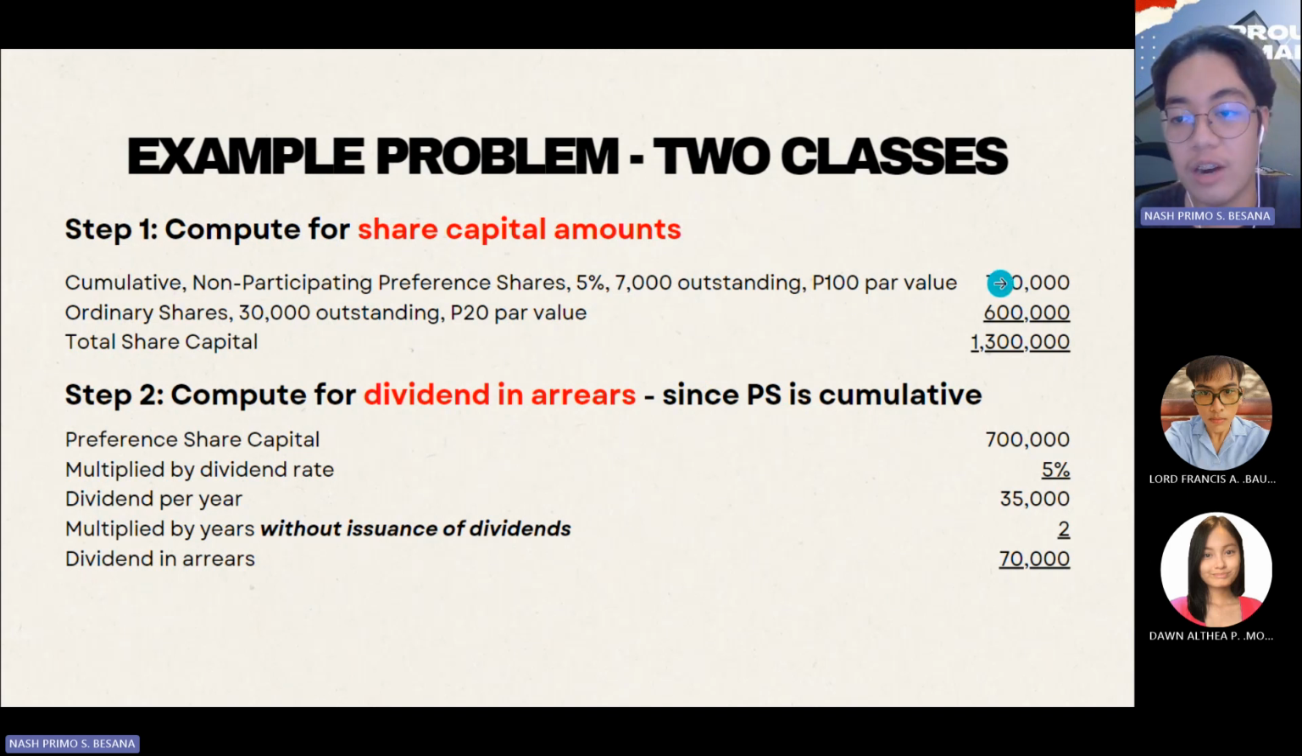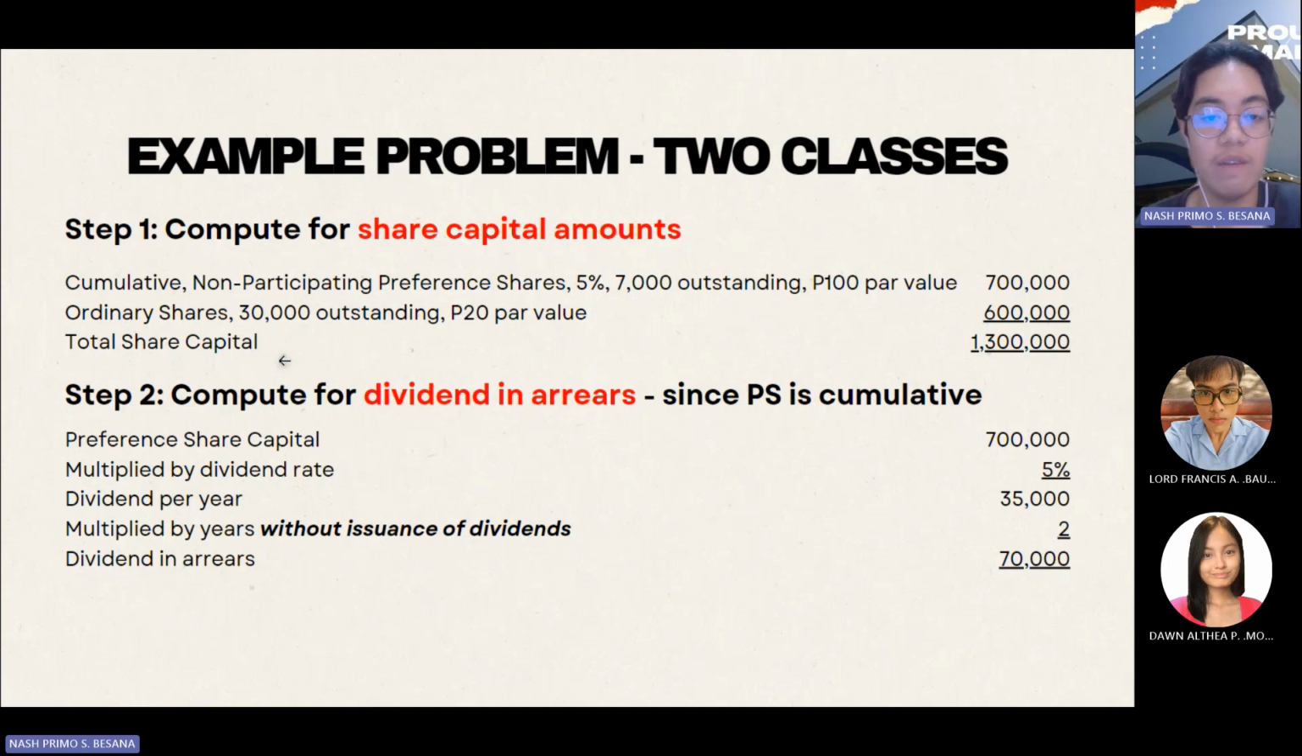So, how did we arrive with 700,000? So, simple lang naman, 7,000 outstanding shares times 100 pesos par value, 700,000. Then for ordinary, 30,000 outstanding shares times 20 pesos, 600,000, which gives us total share capital na 1.3 million. So next step, based dun sa table natin kanina, dividend in arrears yung susunod naman nating i-compute.